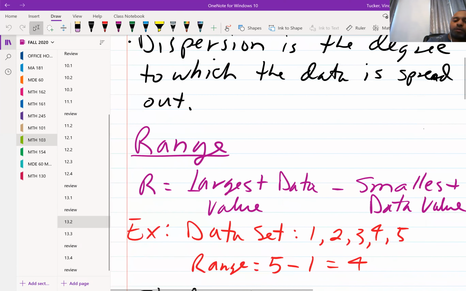First way of measuring dispersion is finding the range. Take the largest value minus the smallest value. So if my data set was 1, 2, 3, 4, 5, largest value is 5, smallest value is 1, so it's 5 minus 1, and that's 4.